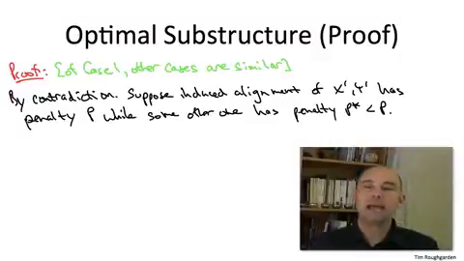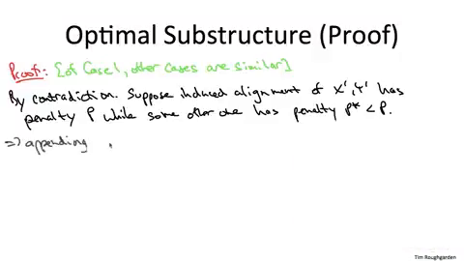But if that were the case, it would be a simple matter to lift this purportedly better alignment of x prime and y prime to an alignment of the original strings x and y. Namely, we just reuse the exact same alignment of x prime and y prime, and then in the final position, we just match x sub m with y sub n.